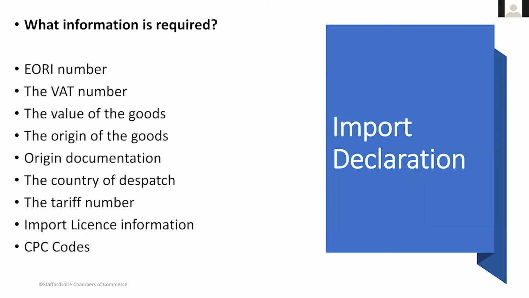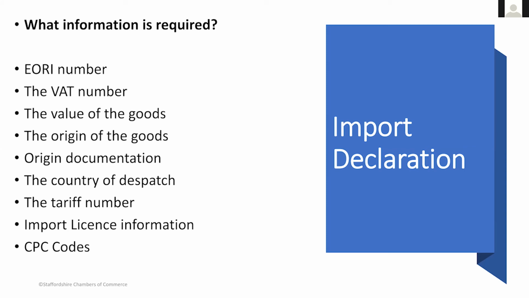Okay, so what exactly is required to go on an import declaration? EORI number. Now, that is your Economic Operator Registration and Identification number, and that's issued by HMRC and it's linked to your VAT number. If you've already dealt with countries outside of the EU, you'll probably already have one of these.